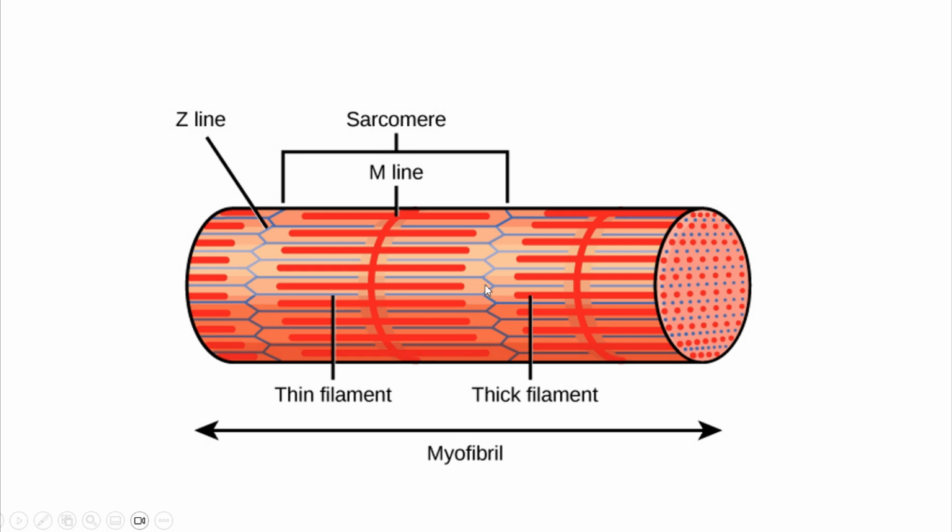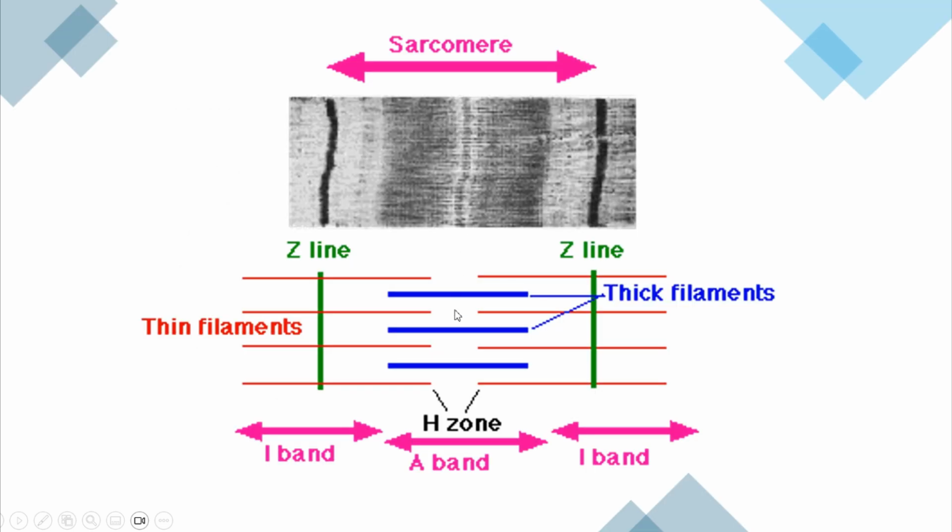In a muscle you have myofibrils, and these myofibrils have these units. From one Z line to the next Z line is called a sarcomere. In these sarcomeres you have an M line in the middle, Z lines on either end, and the middle is called the H zone. This is a Z line, this is a Z line, and the M line is in the middle.